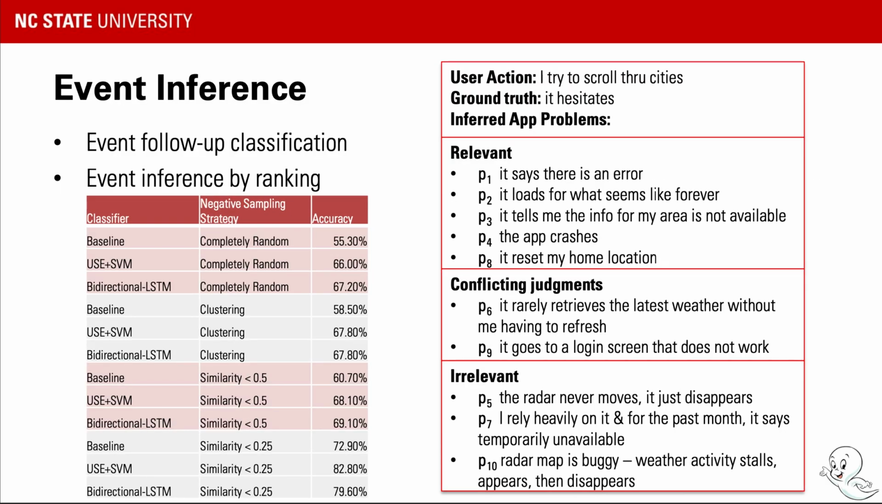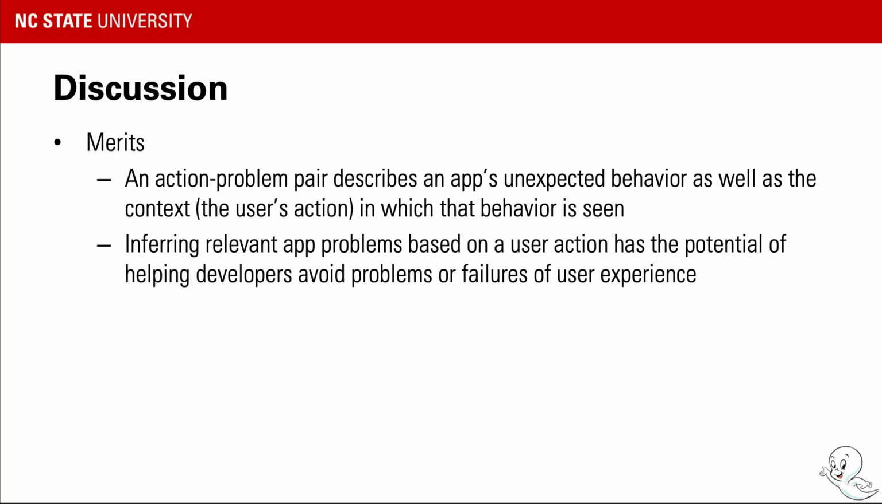We trained the classifiers for event follow-up classification based on the extracted action problem pairs, as well as negative samples generated by different strategies. The classification can achieve moderate accuracy. For event inference, as an example, we ranked all possible app problems by their probabilities as follow-ups to the user action "I try to scroll through cities," and retrieved the top 10 problems. According to our annotators, 5 of them are plausible, 2 receive conflicting judgments, and 3 are not relevant. As we discussed, the extracted action problem pairs include richer information and are easier to understand than problems only. Inferring events can help developers better understand the relationship between user actions and app problems.